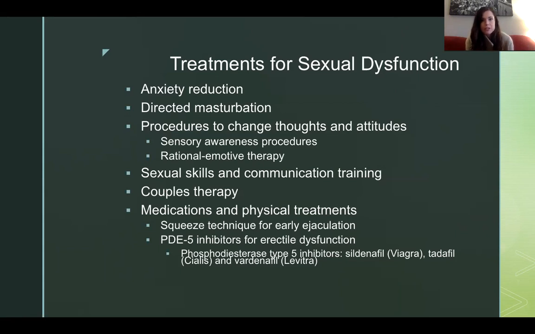Sensory awareness procedures and rational emotive therapy. Sexual skills and communication training can help. So good old sex ed and communication training. Couples therapy to talk through relationship issues that could be coming up.